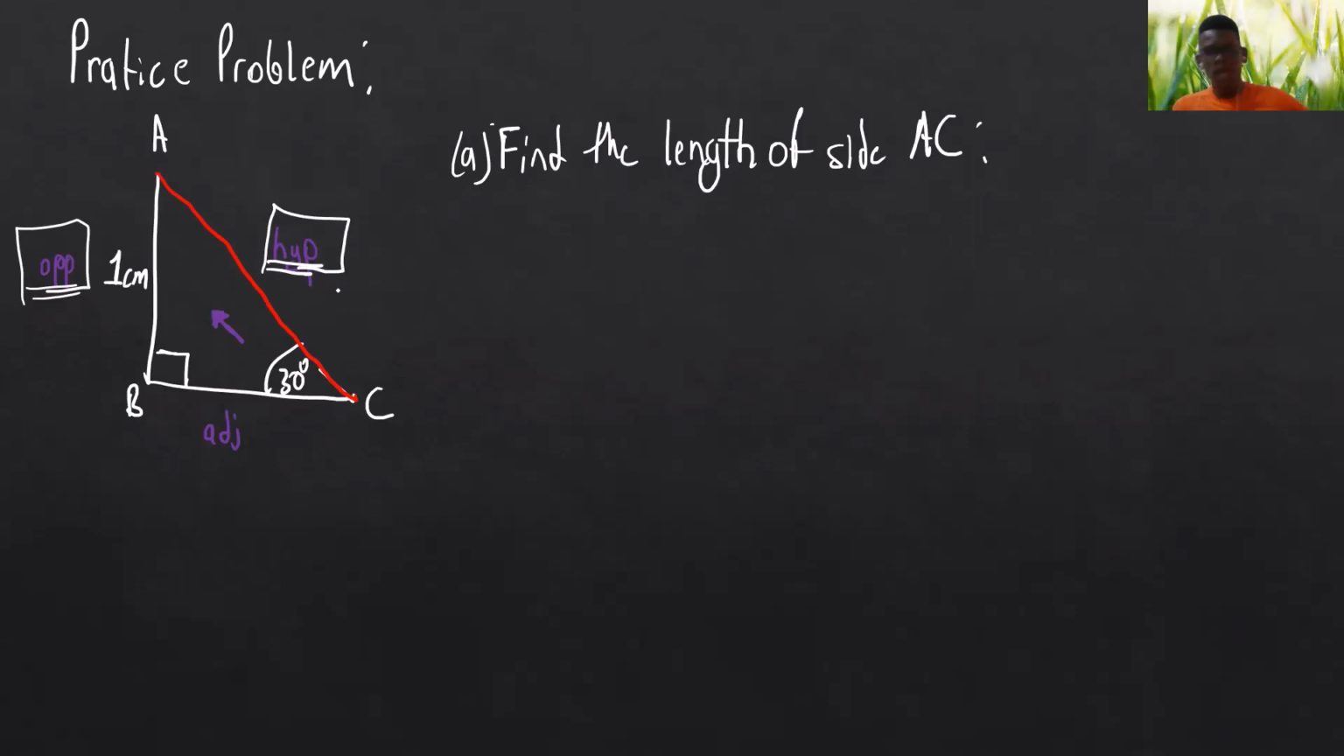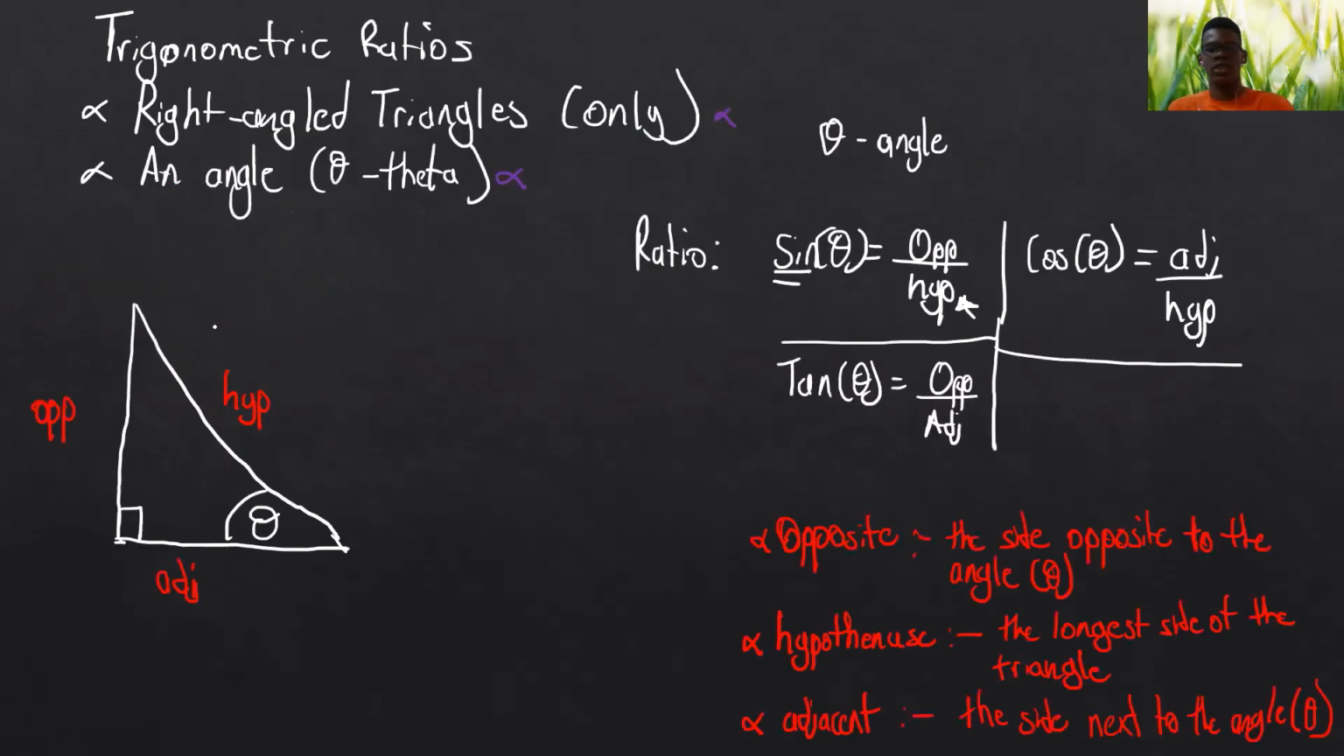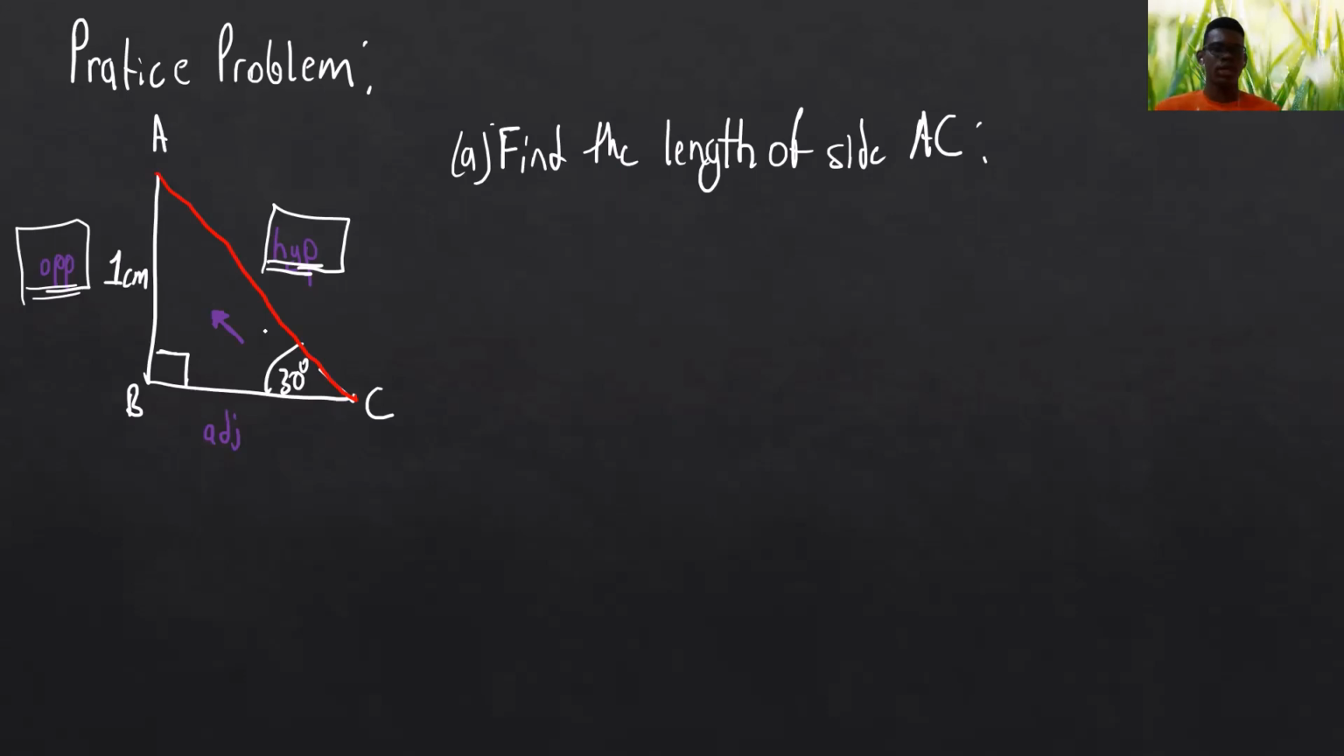So the next approach: label your sides, use the definitions that I would have given you, opposite, hypotenuse, and adjacent. Label those sides and then figure out which trigonometric ratio you need to use. The way you figure that out is to look at which two sides make sense to use, right? Which two sides are of interest to you?